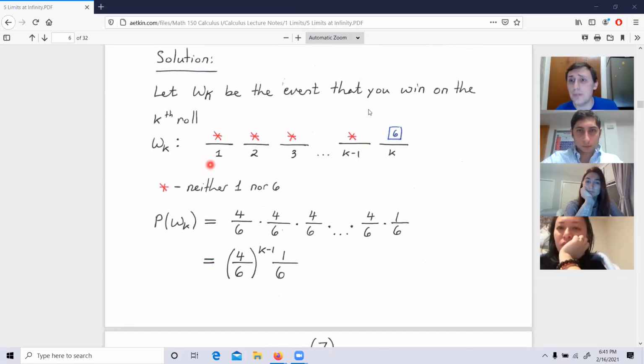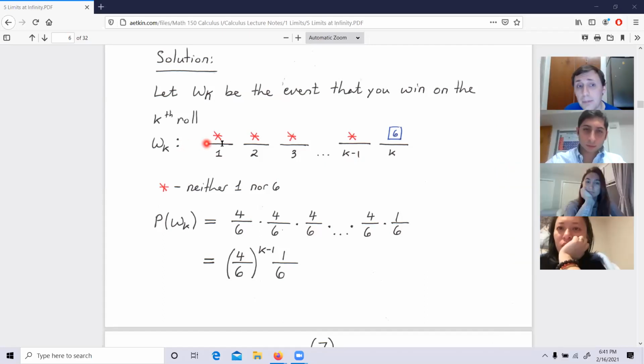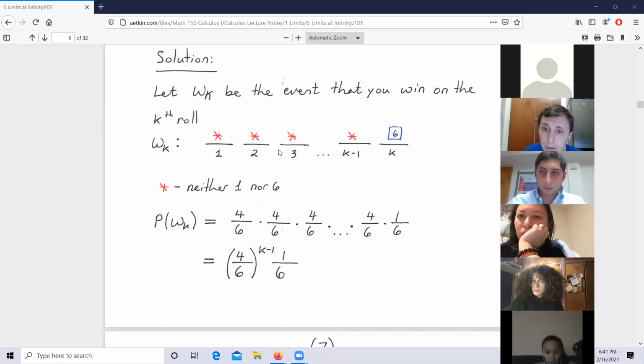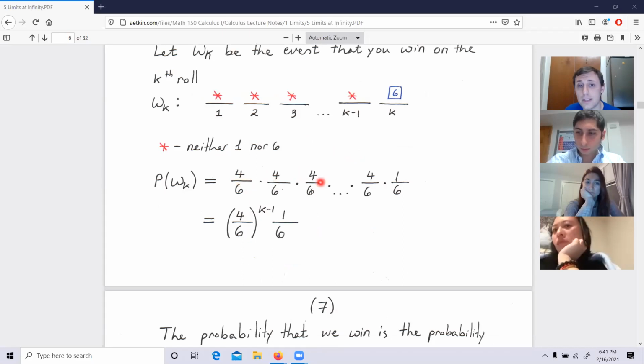So I just want, because obviously there are many rounds, let me calculate what happens on an arbitrary kth round. If I play k rounds, for k-1 rounds I was in limbo, neither winning nor losing, and I had a victory on the kth round. So what happened here? 4/6 times 4/6 times 4/6, 4/6 times itself, k-1 times. So it's 4/6 to the k-1 times 1/6.